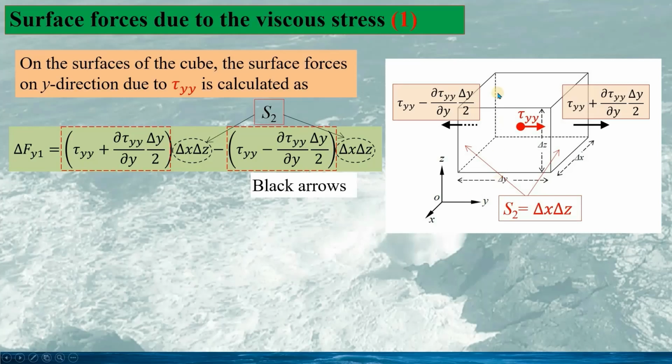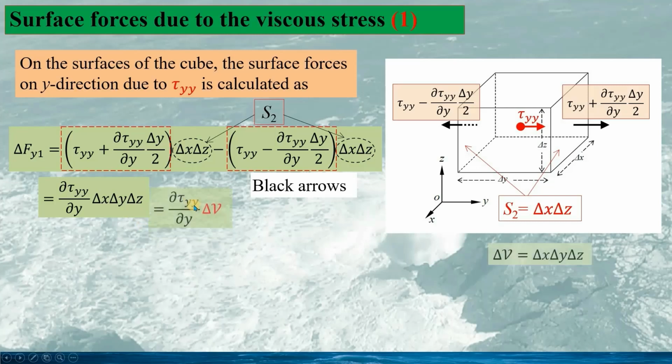And these are multiplied by the surface area S2 calculated as delta x times delta z. So we can see these are indicated by the black arrows. So if we calculate this expression, we have the simple expression as this. Since here the tau yy terms would cancel each other, and this term and this term make this. So we have the expression as this. Here delta V is the volume of the fluid element.